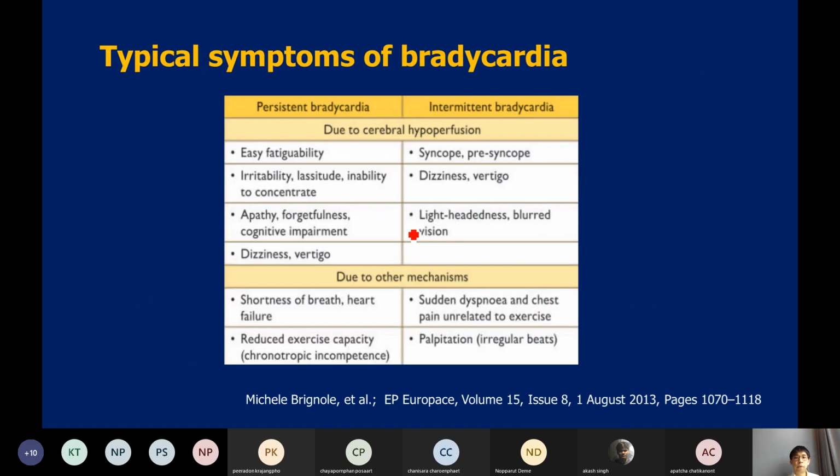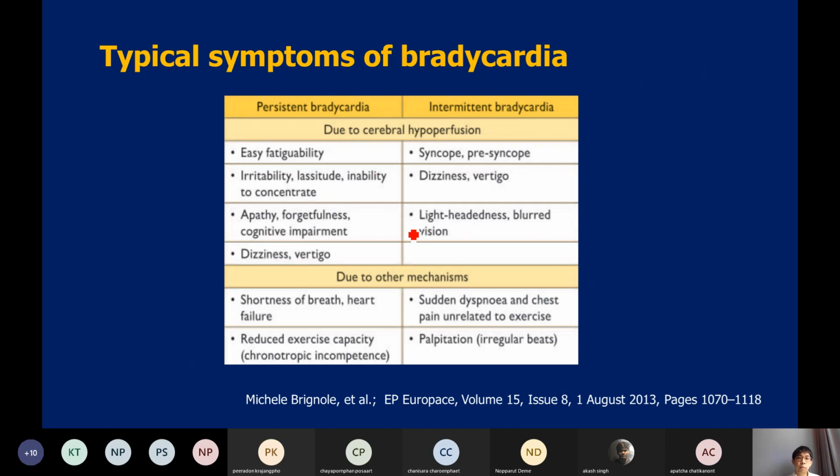So what about the symptoms of bradycardia? Patients can have a lot of symptoms. There are two mechanisms that cause the symptoms. The first is cerebral hypoperfusion: the blood cannot flow to the brain properly, so they experience symptoms. The other mechanism comes from the heart itself and from the feeling of some irregularity in the heartbeat.